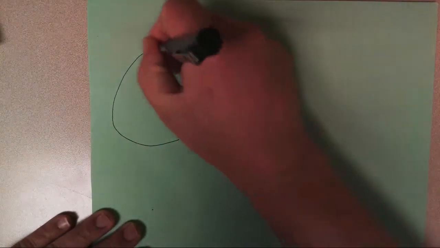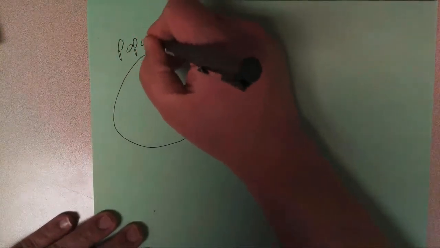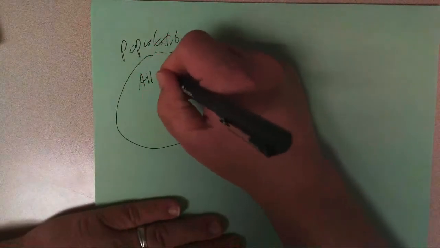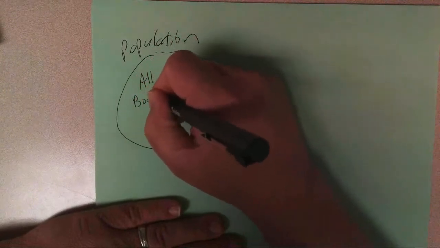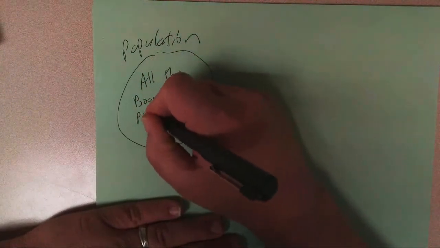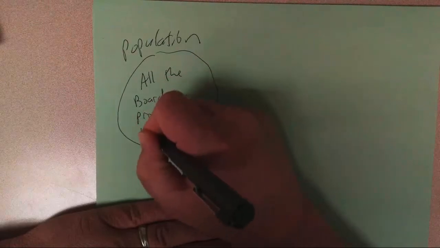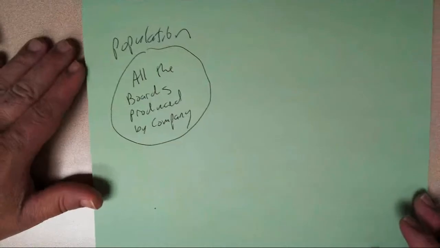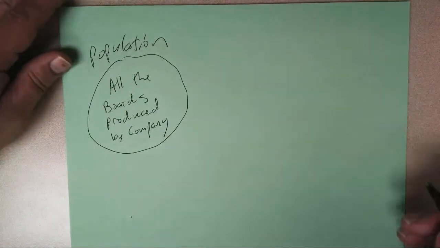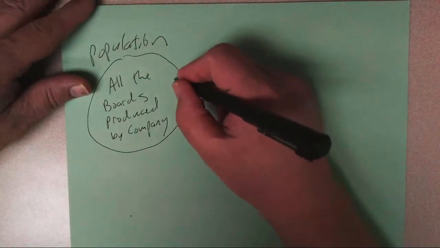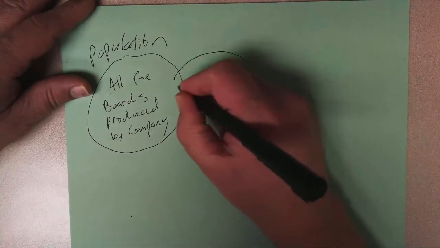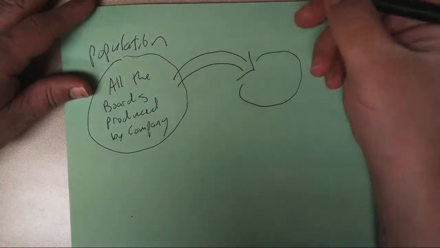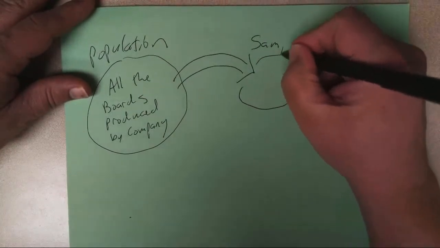In the example with the boards, the population is all the boards produced by the company. I'm not going to test every board. I'm not going to do a census because that would break every single board. So what I'm going to do is pull out a sample.